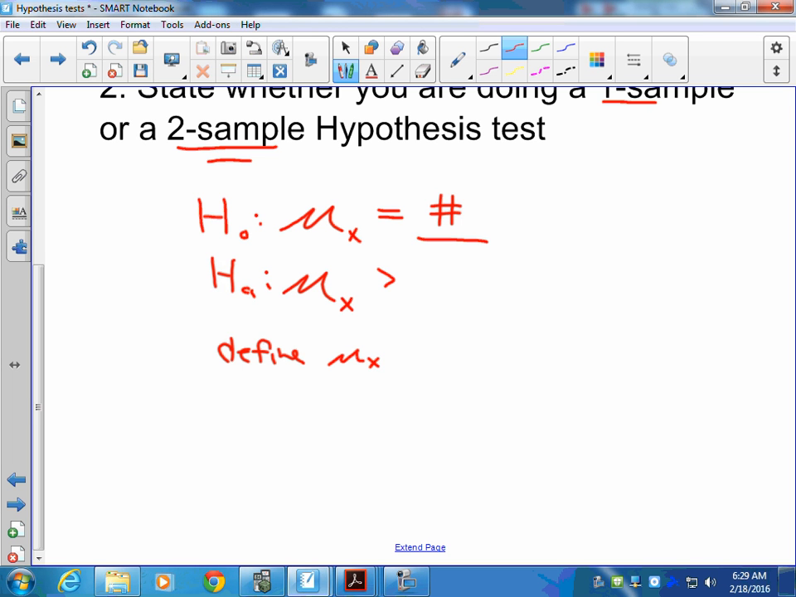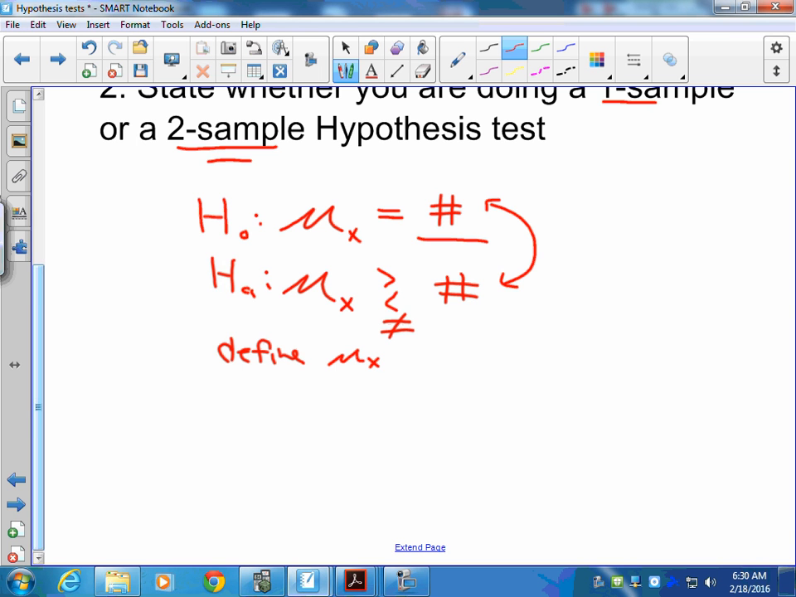Do they believe that our sample is greater than the claimed value, less than the claimed value? If they don't give you one of those two, then you have to go with a not equal to alternative. So all of this is based on the wording of the individual question. You're usually reading that last sentence, and that last sentence will tell you what it is. And we use the same number in both places. So you've got your null, your alternative, you've defined it, you've said what type of test you've done. All of this is one of 4 points when they're going through and grading you on your individual question.